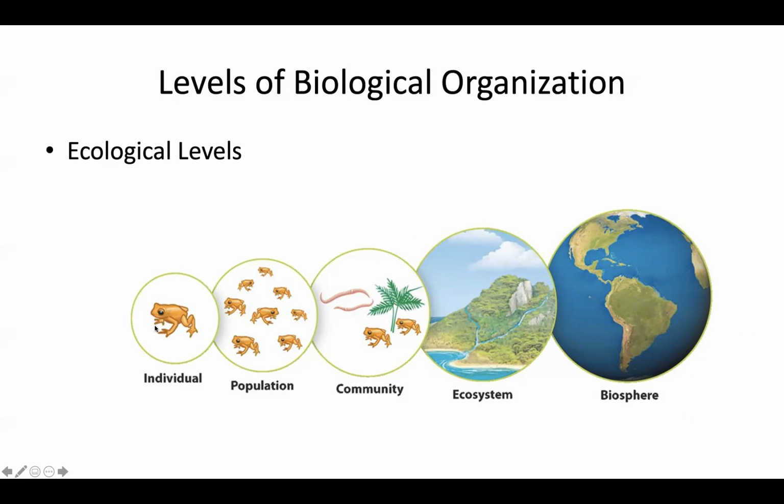Up until this point, ecologists are studying all living factors: individuals, populations, communities. These are all still composed of living organisms. This plant, these frogs, this worm, they're all living factors. With the ecosystem, now we're concerned with the roles of abiotic factors in sustaining life. And then we have the biosphere.